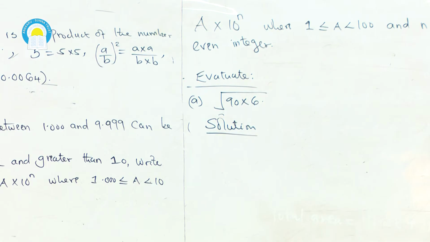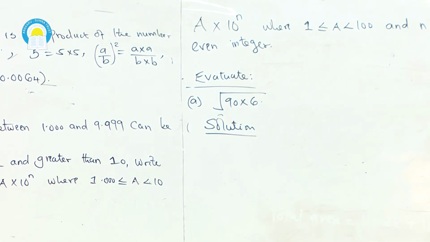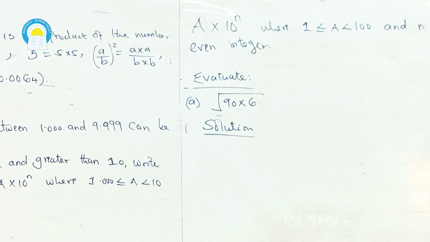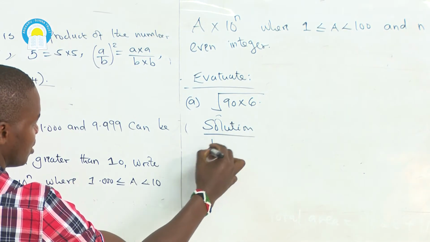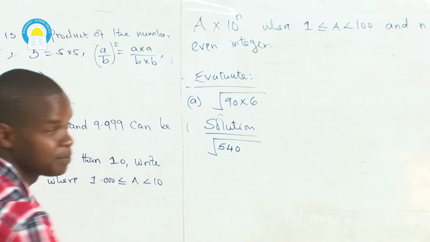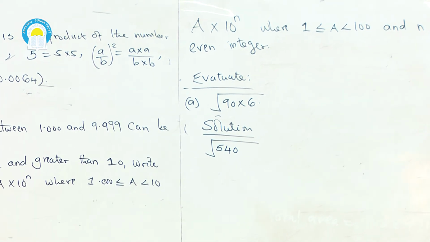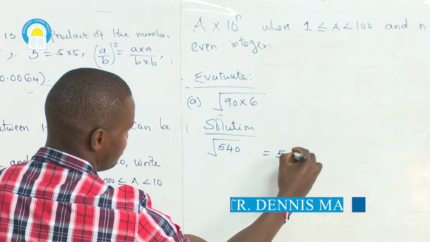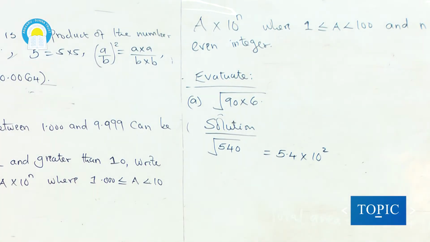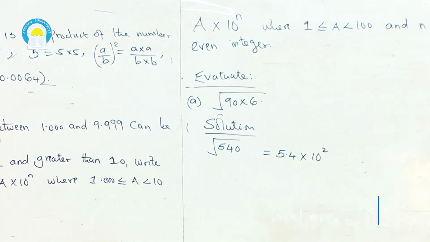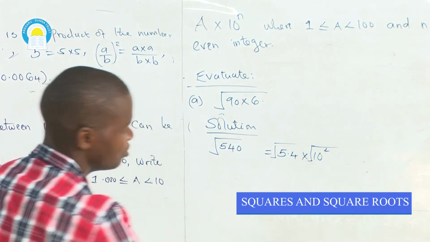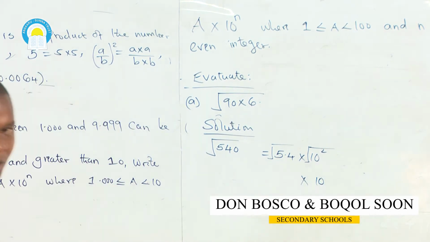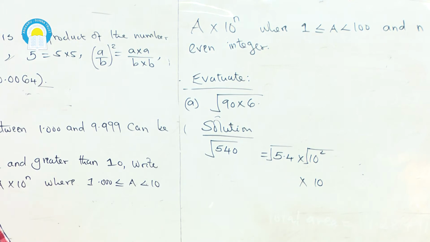When you are given the square root of 90 times 6, first of all, find the product of 90 by 6. What's the product of 90 by 6? Correct. The answer is 540. So you are supposed to find the square root of 540. For that, write 540 in the form of A times 10 power n. It's 5.4 times 10 power 2. Find the square root of 5.4 and the square root of 10 power 2. The square root of 10 power 2 is 10 power 1, which is 10. 10 power 2 is just 10 times 10, which is 100. The square root of 100 is 10.